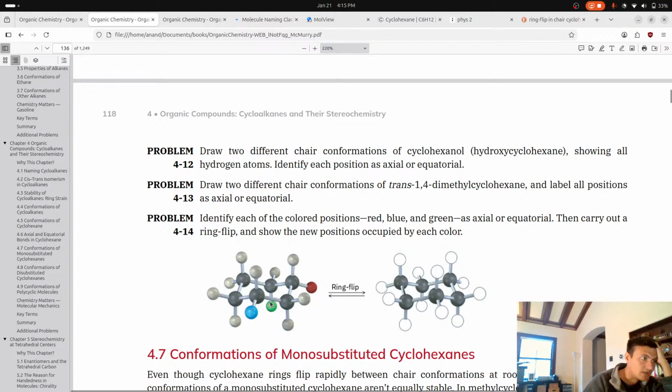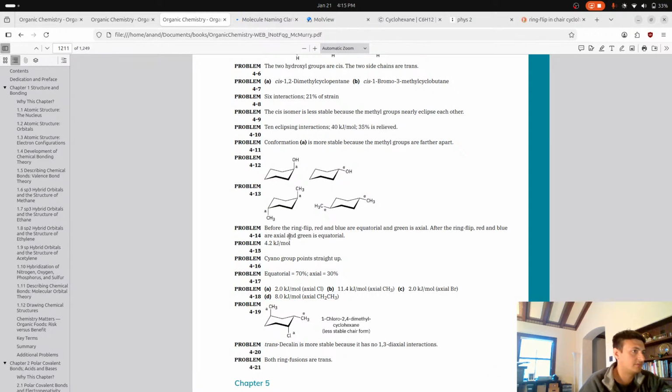Equatorial, axial, equatorial. So okay, so 14. Red is E, blue E, green A. Let's see, was that right?